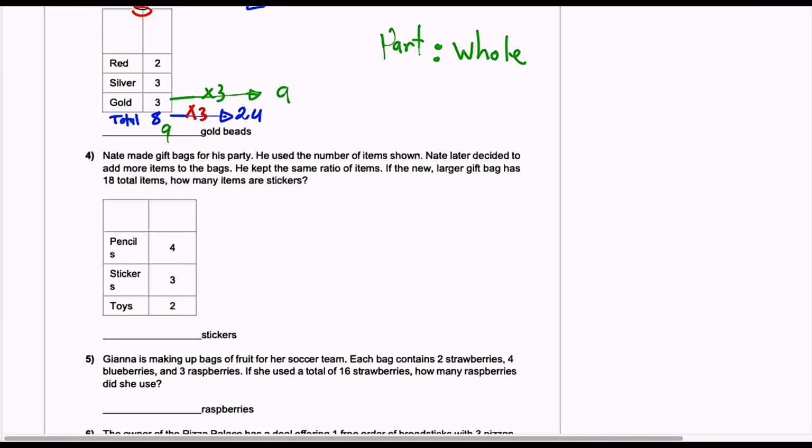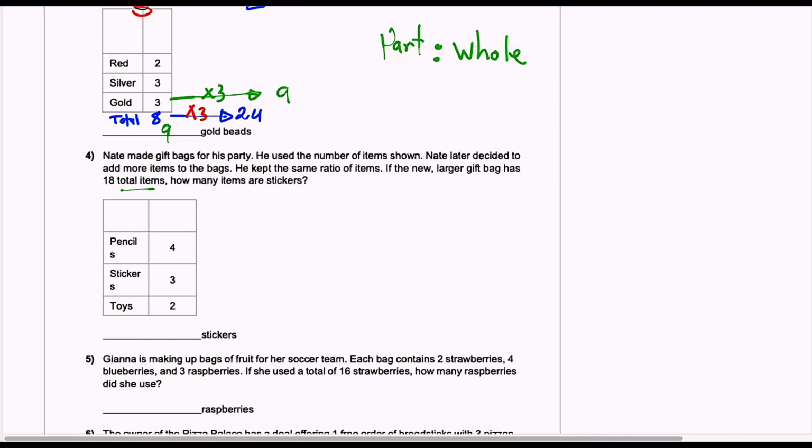The second example: Natty made gift bags for his party. He used the number of items shown. Natty later decided to add more items to the bag. He kept the same ratio of items. If the new large gift bag has 18 total items, total again, yes, total, then I need to go to those amounts and check.